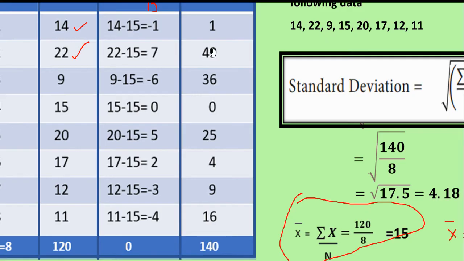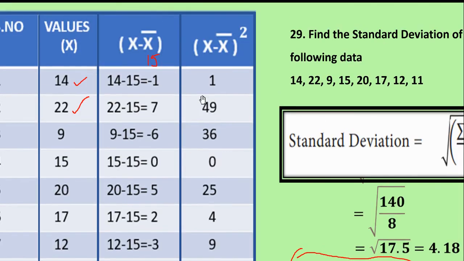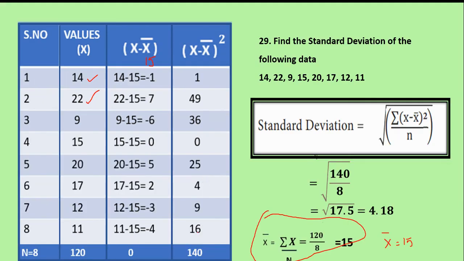Next you come to this place. 1 square. What is 1 square? 1 square is 1. 7 square is 49. 6 square. Minus 6 into minus 6 will give you 36. So this is how you calculate that. Then you add all these numbers, summation x minus x bar the whole square. If you add all this, you get 140.